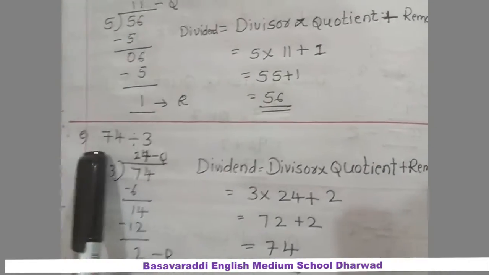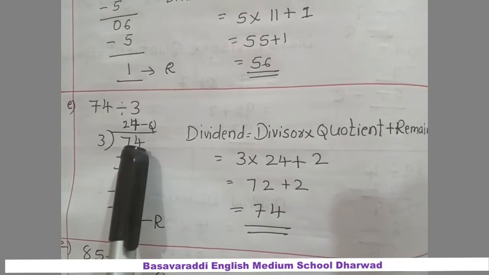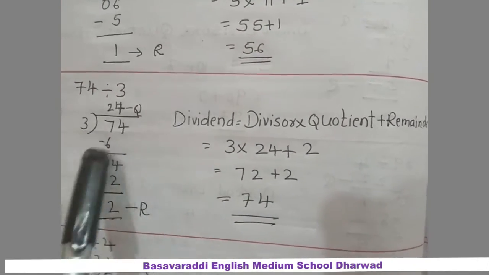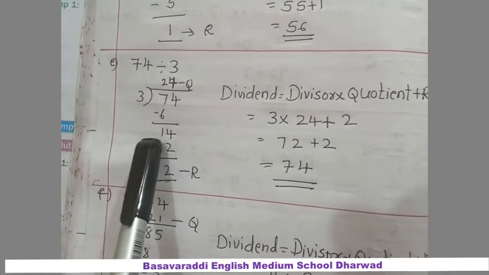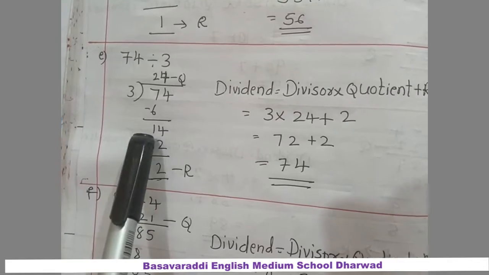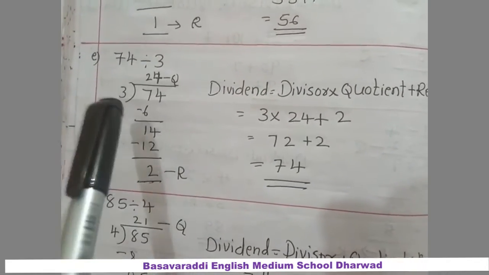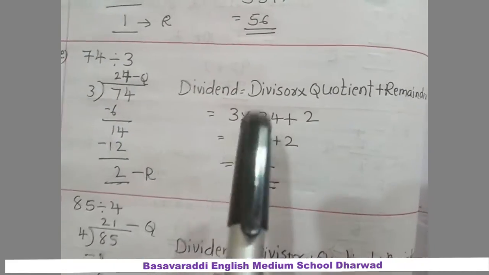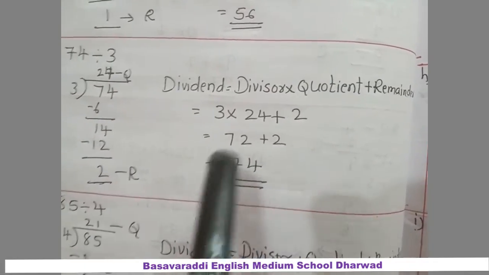So 74 divided by 3. 3 is the divisor. 74 is the dividend. First we have to take the tens place, and 3 to the 6. 1 is the remainder. Now 1 is not divisible, so we bring down the ones place, that is 14. So 3 4s are 12 and 2 is the remainder. So again we have to check this one. 3 into 24 plus 2, 72 plus 2, that is 74.